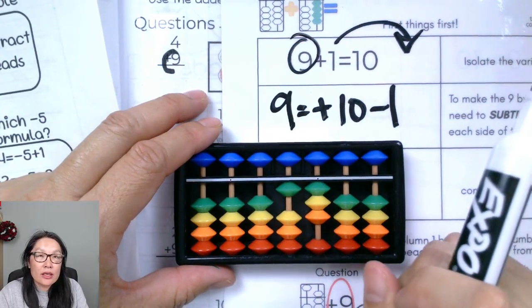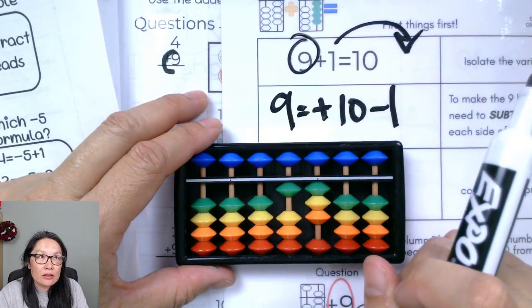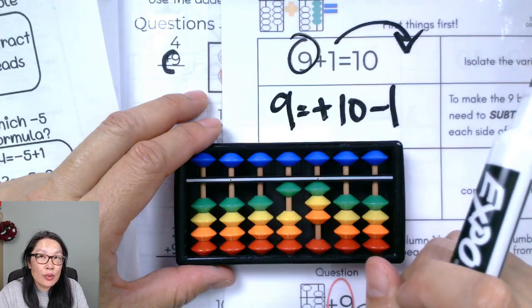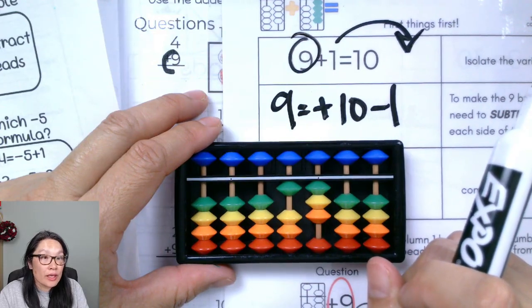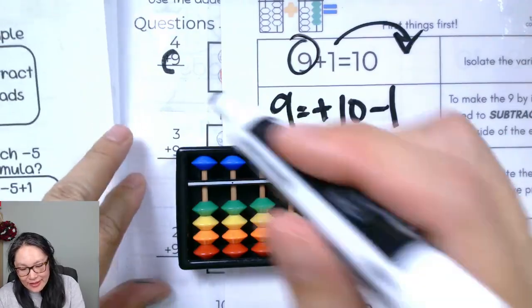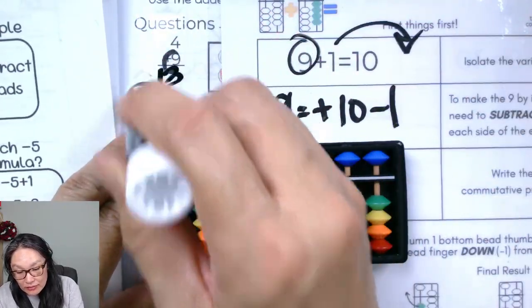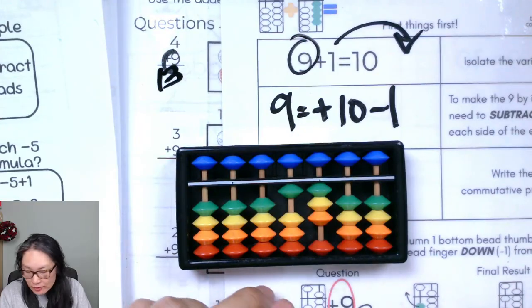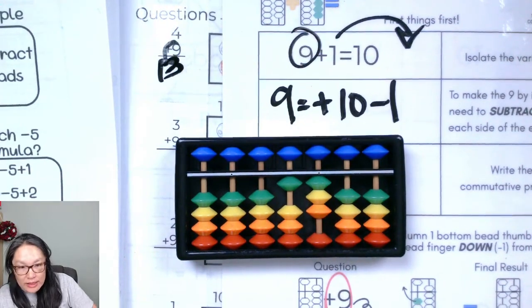And what did I do? I did a carrying on, a borrowing, regrouping, grouping, and trading, all in one. There's too many terminologies for that.